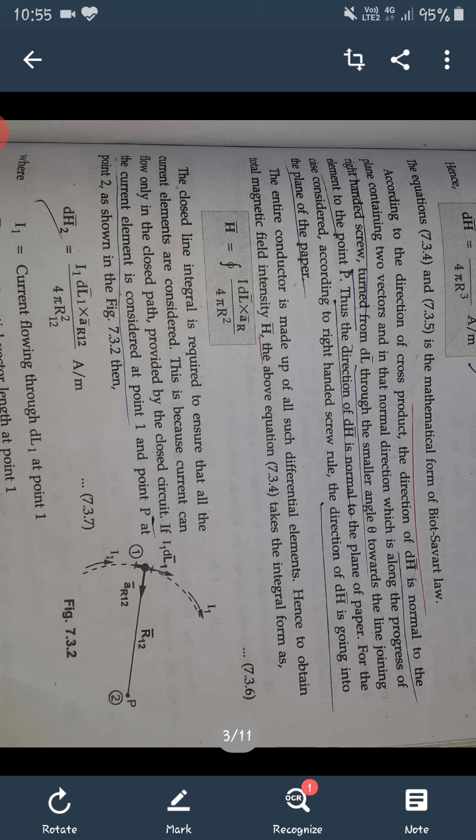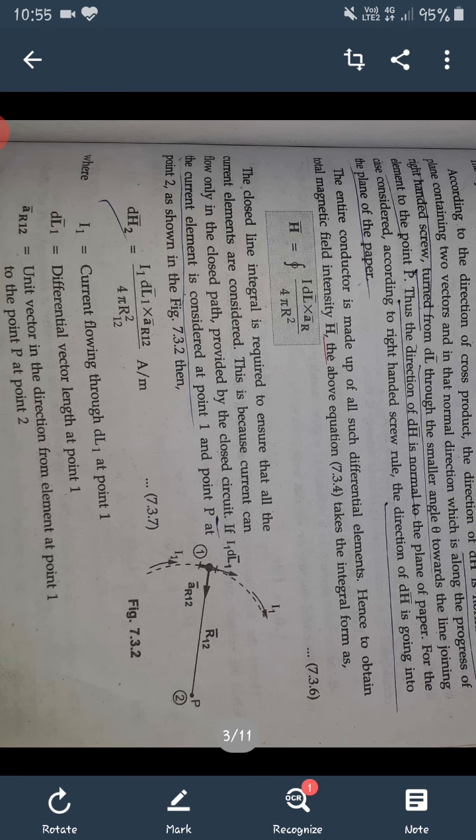The closed line integral is required to ensure that all the current elements are considered. This is because current can flow only in a closed path. If the current element is considered at point 1 and point P is at point 2.